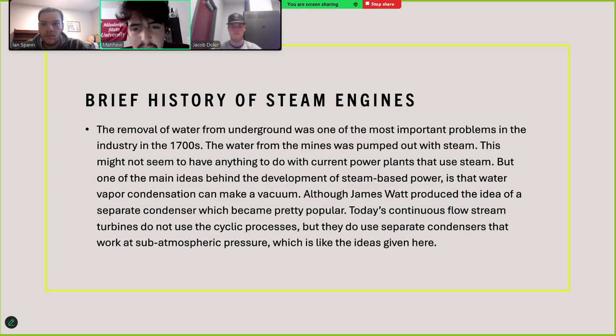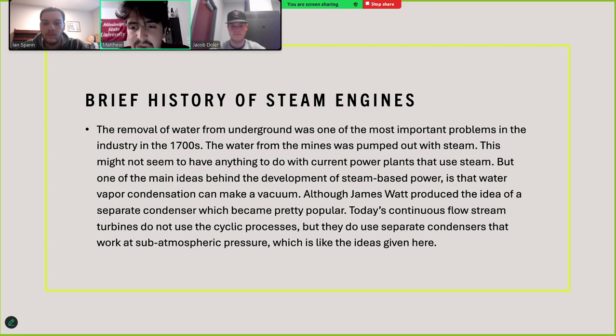And some brief history about steam engines. The removal of water from underground was one of the most important problems in the industry in the 1700s. The water from the mines was pumped out with steam. This might not seem to have anything to do with the current power plants that use steam today, but one of the main ideas behind the development of steam-based power is that water vapor condensation can make a vacuum.